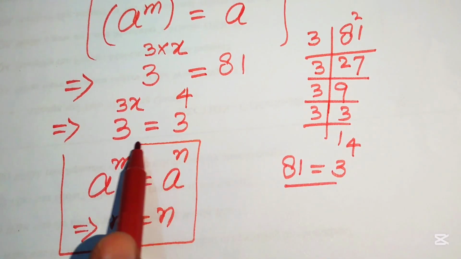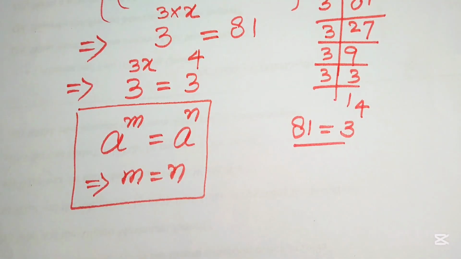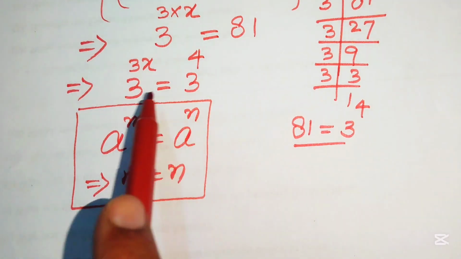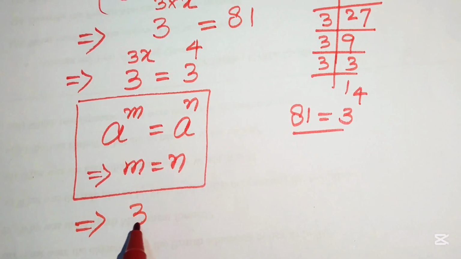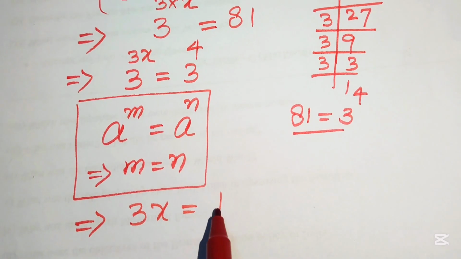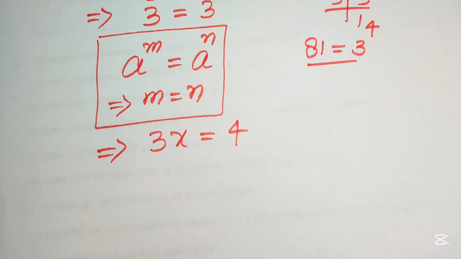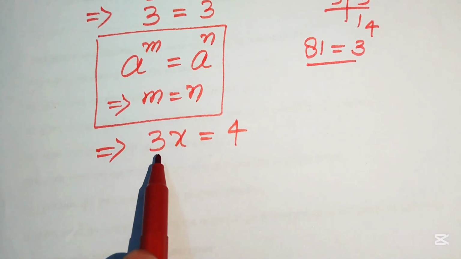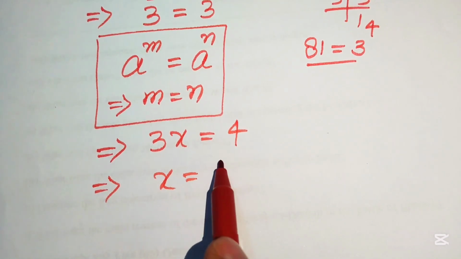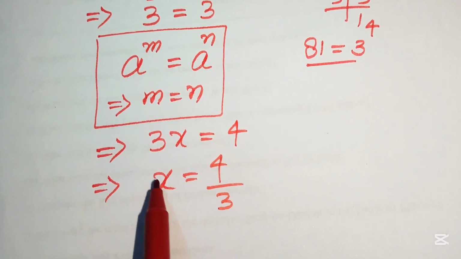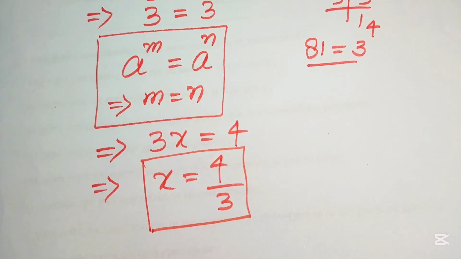Now we apply this exponential law to the above term. Here you see that the bases are the same, so we equate the exponents. When you equate the exponents, it is written as 3x equals 4. Because we solve this problem for the value of x, we move this 3 to the right hand side, so it is written as x is equal to 4 over 3. So this is the final value of x in this problem.